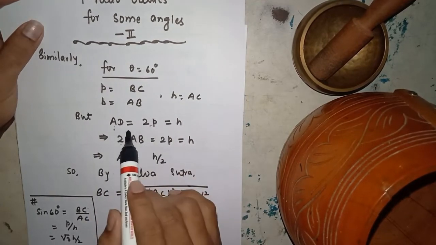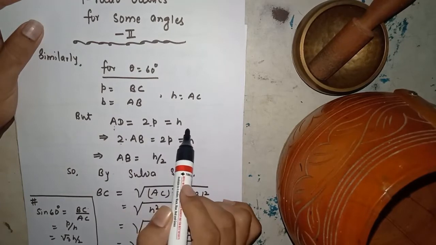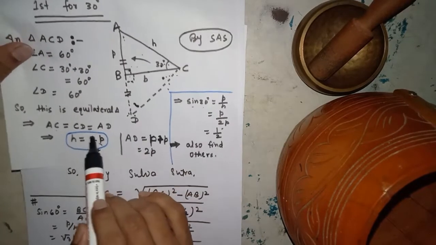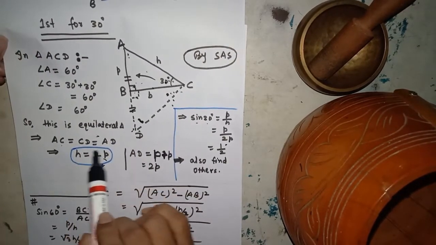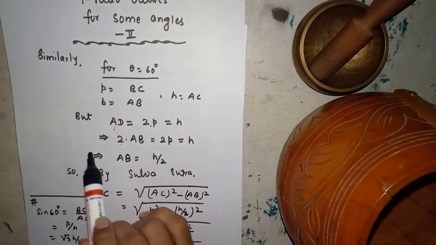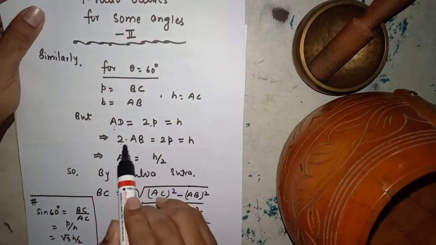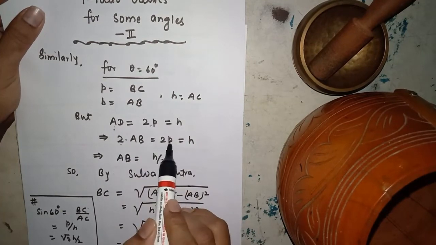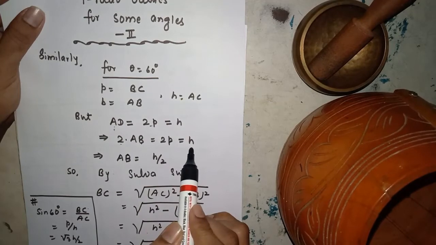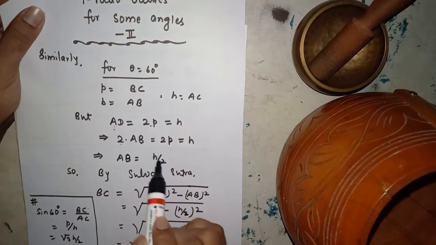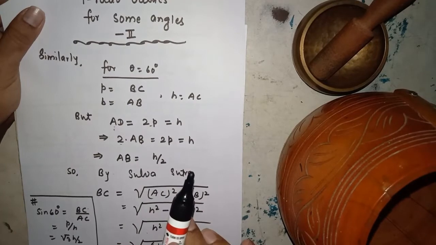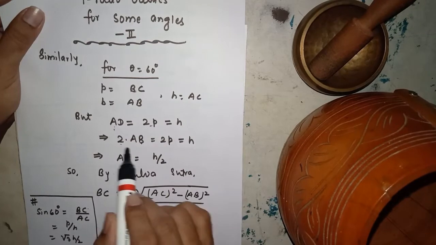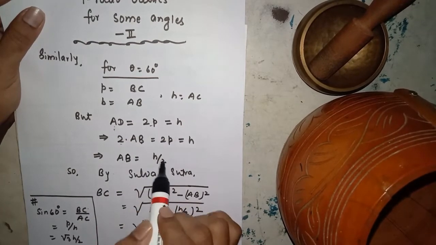And by the relationship, we have already got that AD is equal to 2P is equal to H. You can see we have already got the relationship here. So you can write 2AB is equal to 2P or is equal to H, or you can say AB is equal to P, or you can say 2AB is equal to H. So AB in terms of H, we can write as H by 2. Have you got my point? So we have known the value of AB in terms of H as H by 2.